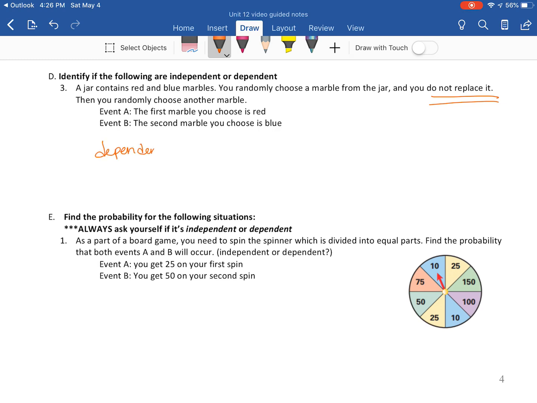These events are dependent on each other because you are taking a marble out. You do not replace your original marble. For example, say for the first probability you had 20 total marbles, then the second time when you're trying to find the probability of picking your blue marble, you have a different number of total outcomes. You only have 19 total outcomes that are possible. If you take something and you can't replace it, you can't reset it to those original conditions, that is dependent. Let's look at another example.